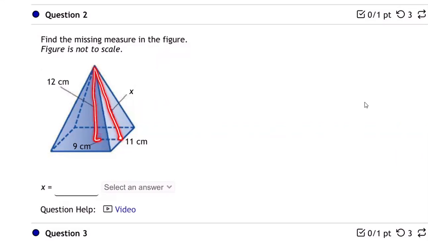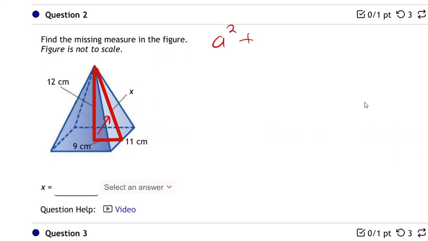Well, you can tell it's part of a right triangle right there, isn't it? Let me shade that in a little bit better. Right here, and right there. It's a nice little right triangle, and then you've got the right angle. So X is the hypotenuse.